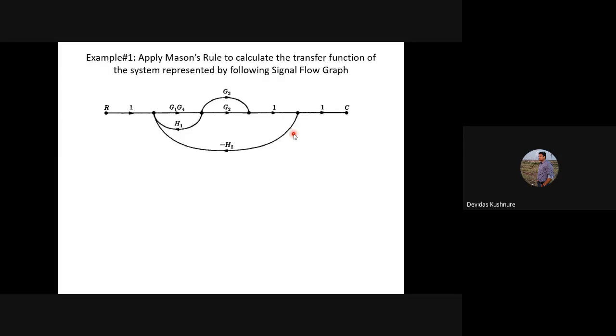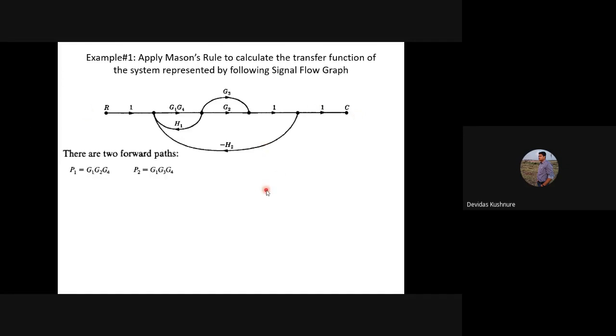Let's say this is the problem we have. We have to calculate the overall transfer function of the system, that is C of S by R of S, or C by R, and this is the signal flow graph given to us. Now decide how many forward paths we can have. A forward path means a path starting from the input and ending at the output in a forward direction. So that path is called a forward path.